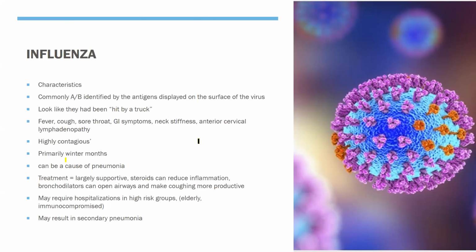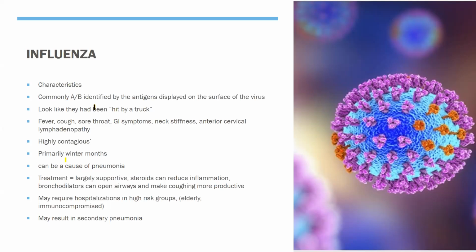Okay, can you guys see influenza on here? Yes. Okay, so influenza, commonly identified by the antigens, those little purple things displayed on the surface of the virus. The people come in, they look like they've been hit by a truck. They feel like crap. Their symptoms are highly variable from GI symptoms all the way to cough, fever, sore throat, lymphadenopathy. Obviously highly contagious, primarily during the winter months, and can cause pneumonia, which can be a viral pneumonia, or they can get a secondary pneumonia, which is caused by a bacterial infection.